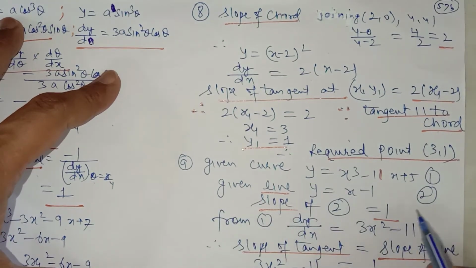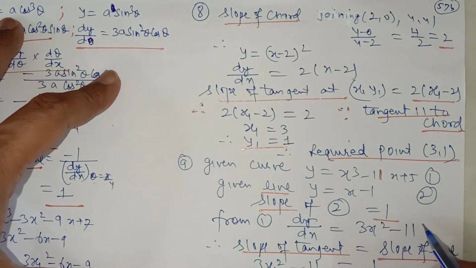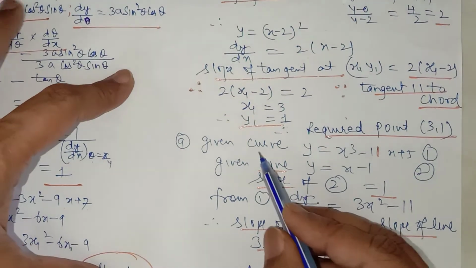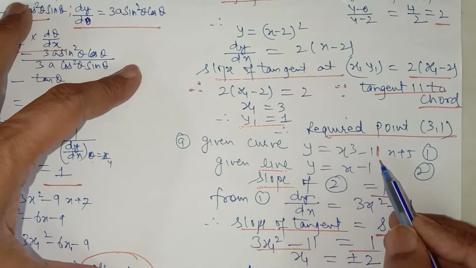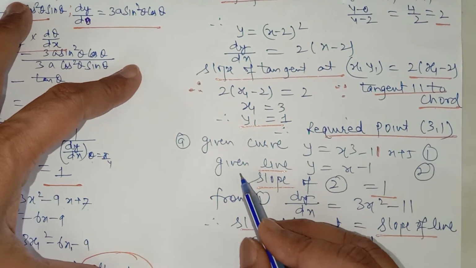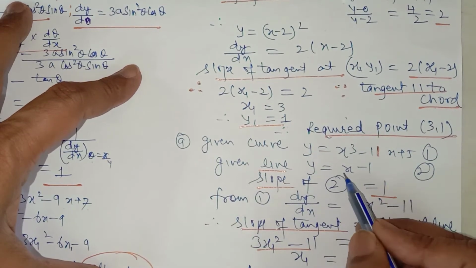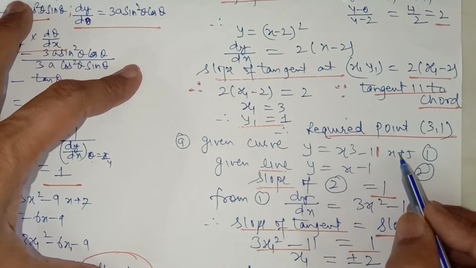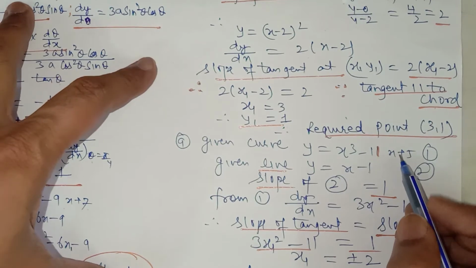Now in question number 9, it is given that the slope of the tangent is given. The curve is x cube minus 11x plus 5. The given line is y equals x minus 1, and it is given that this line is tangent to this curve. It is given in the question, so read it very carefully.